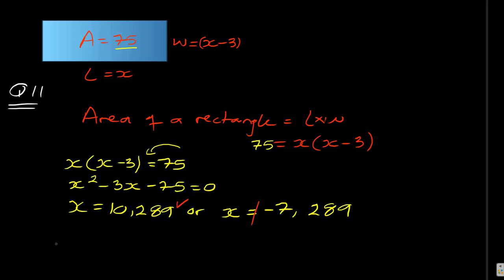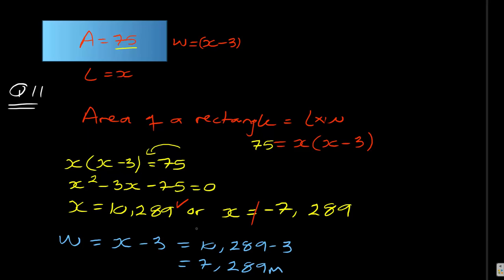Now the question says calculate the length and the width. If you have got your length as that, then for the width, remember the width will be x minus 3, which is equal to 10.289 minus 3, and your answer therefore becomes 7.289. Don't forget the units that you're given. They were given in meters, so the units must be in meters. So the length is that one and the width is that. That is the solution to question number 11.